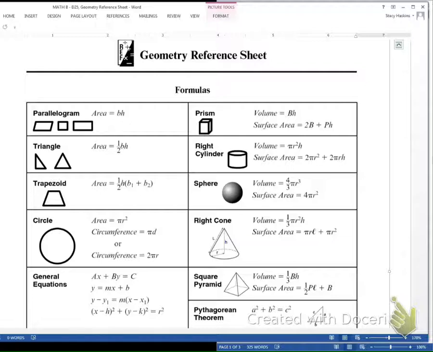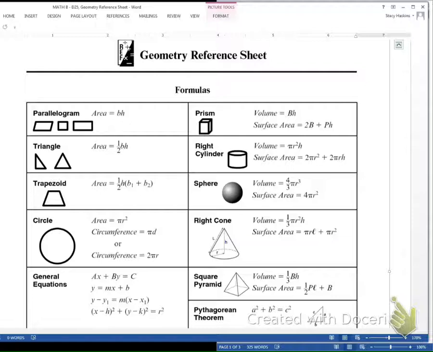First, compare the shapes on the left to those on the right of the page. The ones on the left are two-dimensional, or flat, while the ones on the right are three-dimensional. We have a parallelogram, triangle, trapezoid, circle, prism, right cylinder, sphere, right cone, square, pyramid, and some other formulas down below the page that you'll be getting to later when you take geometry.